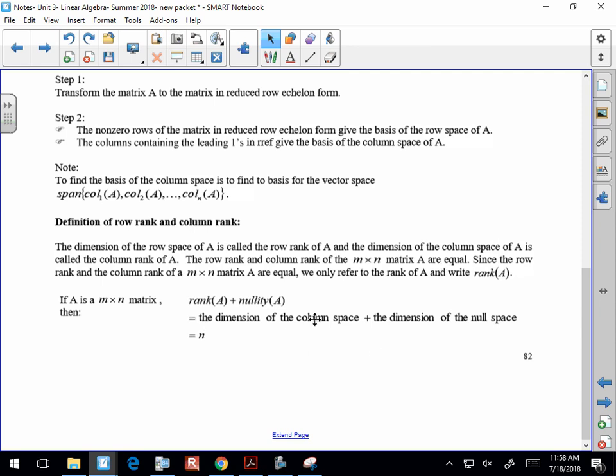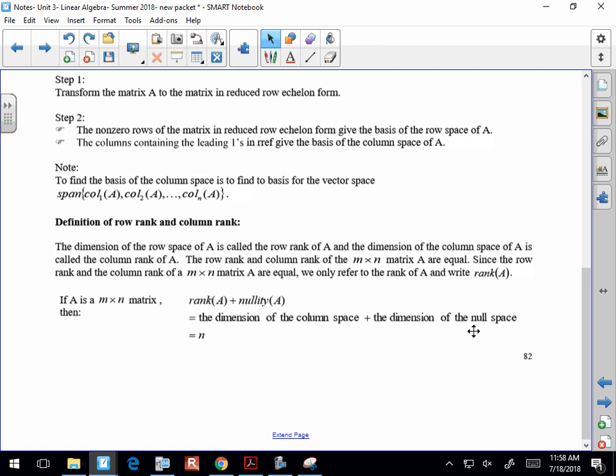So the dimension of the column space we call the rank of the matrix, all right? And the dimension of the null space is the nullity of the matrix, right? And those two things should add up to equal n. Right? And we talked about this in the last example.